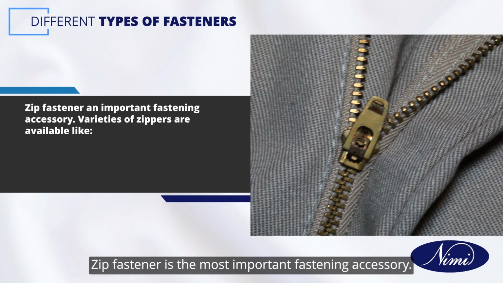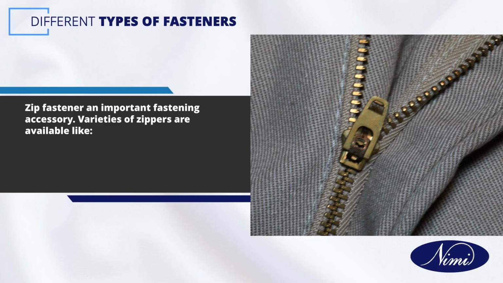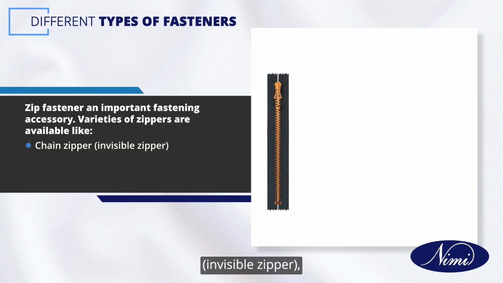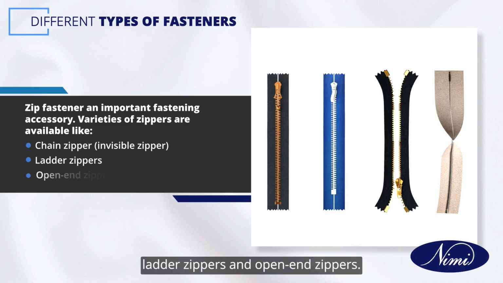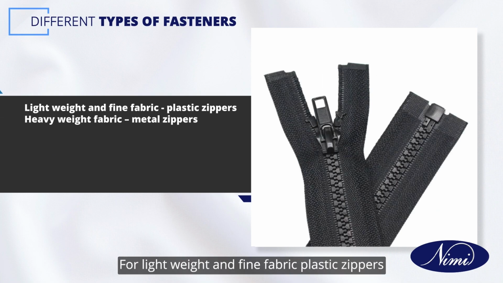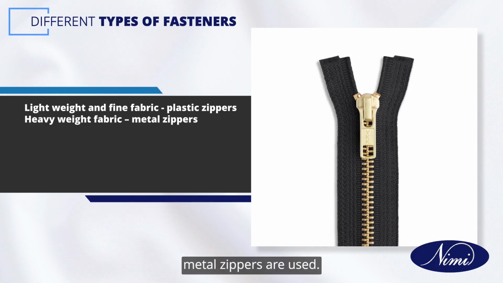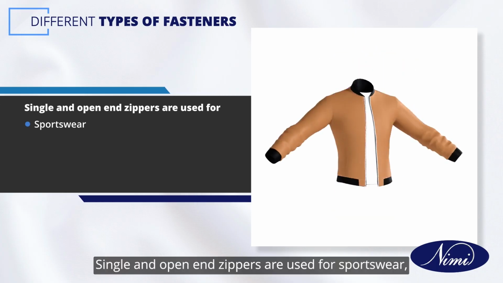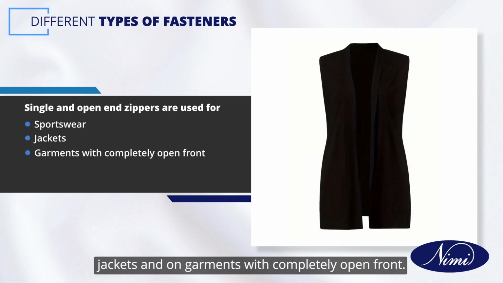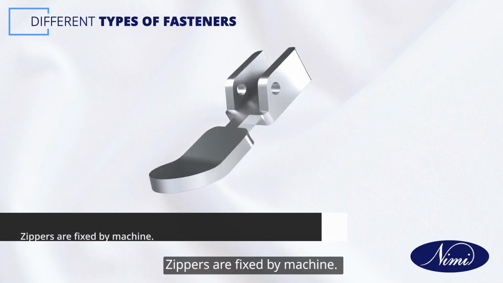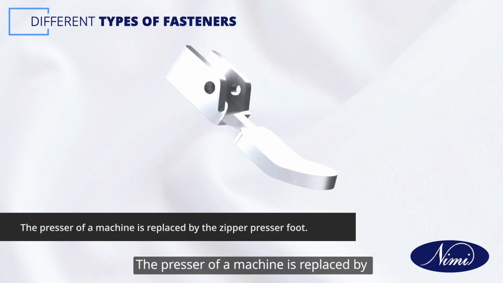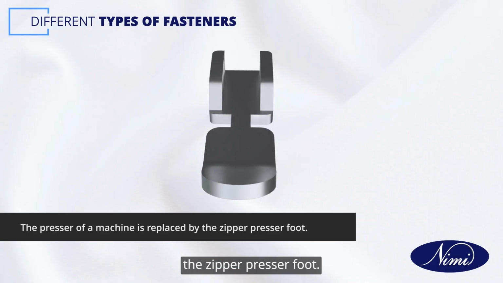Zip fastener is the most important fastening accessory. Varieties of zippers are available like chain zipper, invisible zipper, ladder zippers and open-end zippers. For lightweight and fine fabric, plastic zippers, and for heavyweight fabric, metal zippers are used. Single and open-end zippers are used for sportswear, jackets and on garments with completely open front. Zippers are fixed by machine. A special attachment is used. The presser of a machine is replaced by the zipper presser foot.